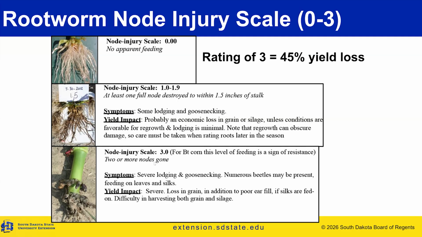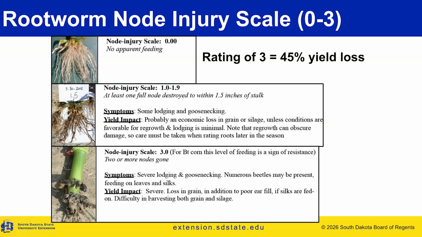And a rating of 3, you have 2 or more of the nodes that you were looking at gone. And this is typically, I joke, but it's true. If you go out to one of these fields, you don't need your spade, because when you grab that plant, it's going to essentially be removed from the soil. If you give them any sort of pull, you don't need to dig them up because there's just nothing holding them into the soil. A rating of 3, though, is about 45% yield loss, and you're going to have a lot of symptoms.